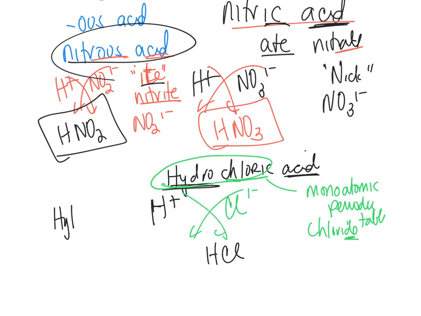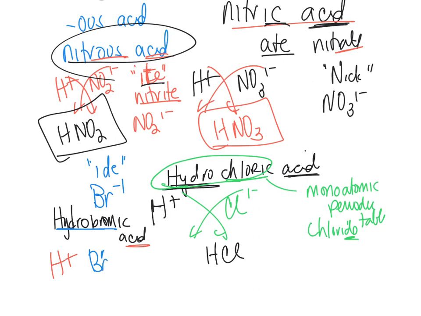So if you have hydrobromic acid, well, it's acid, so you need H plus, and then you've got to think, okay, hydro means it came from the periodic table, which is an ide, and that means Br 1 minus, and that's HBr. So that's hydrobromic acid.